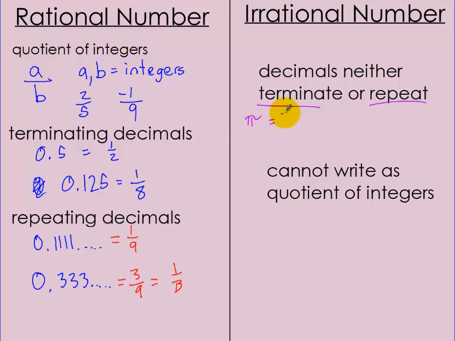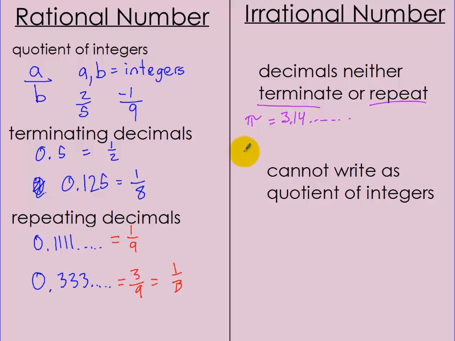And this number is 3.14, and then it keeps going with different numbers. I don't remember what they are right now. But the numbers don't form a pattern. They don't repeat the same numbers, and they don't terminate. They just keep going on forever. So that would be pi.